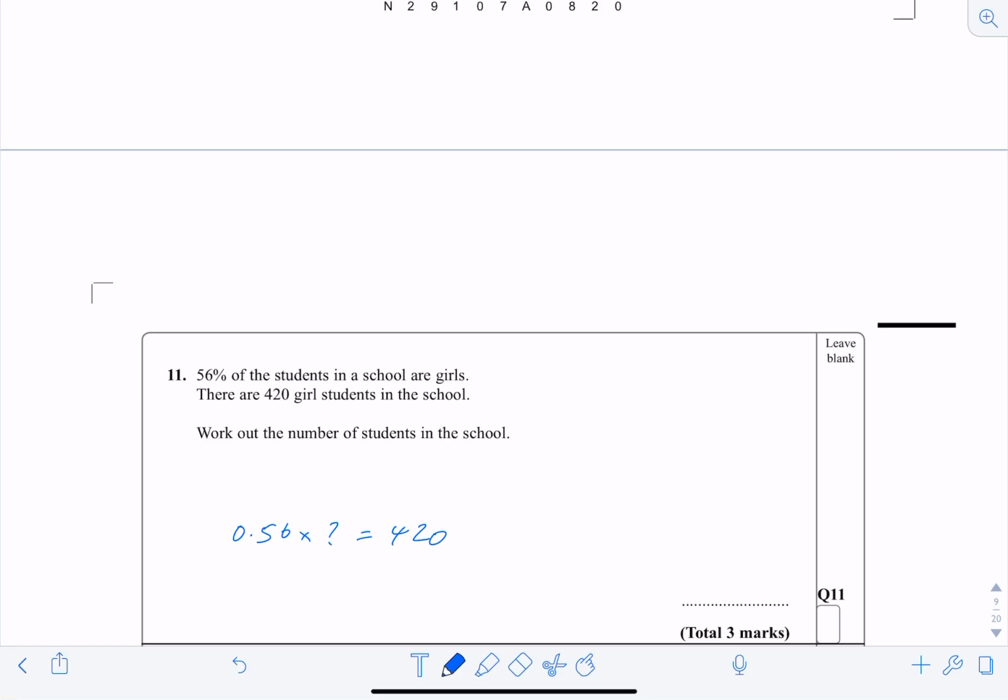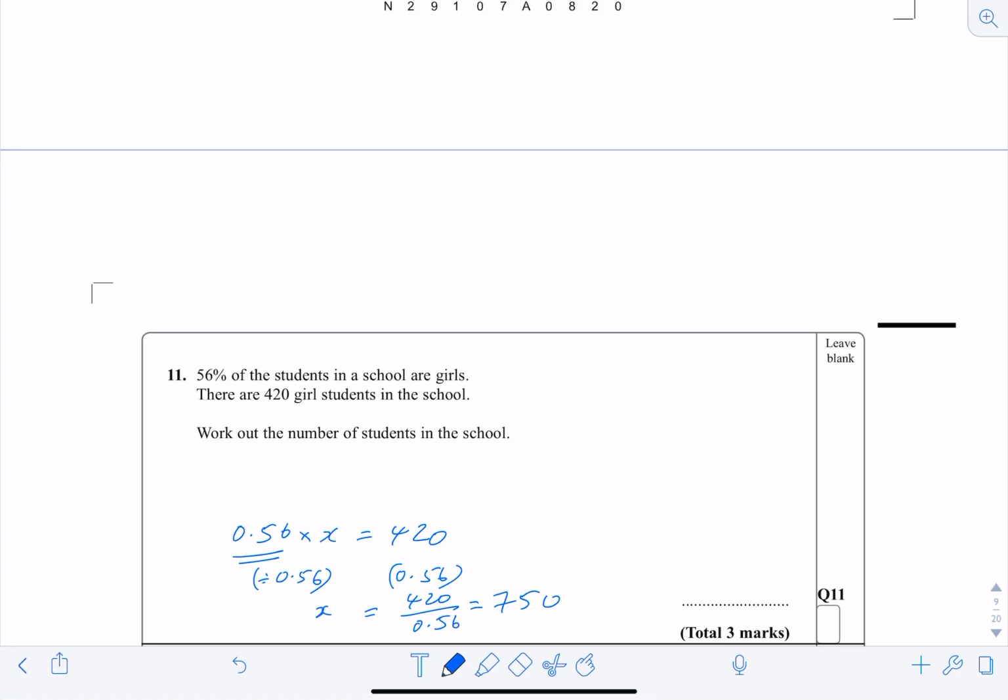So, well, we've got an unknown here. So what do we usually use? x. And now we've got an equation. So 0.56 times x equals 420. To get rid of that, remember what we do? We just divide by 0.56. And we get x equals 420 over 0.56, which equals 420 divided by 0.56 is 750.